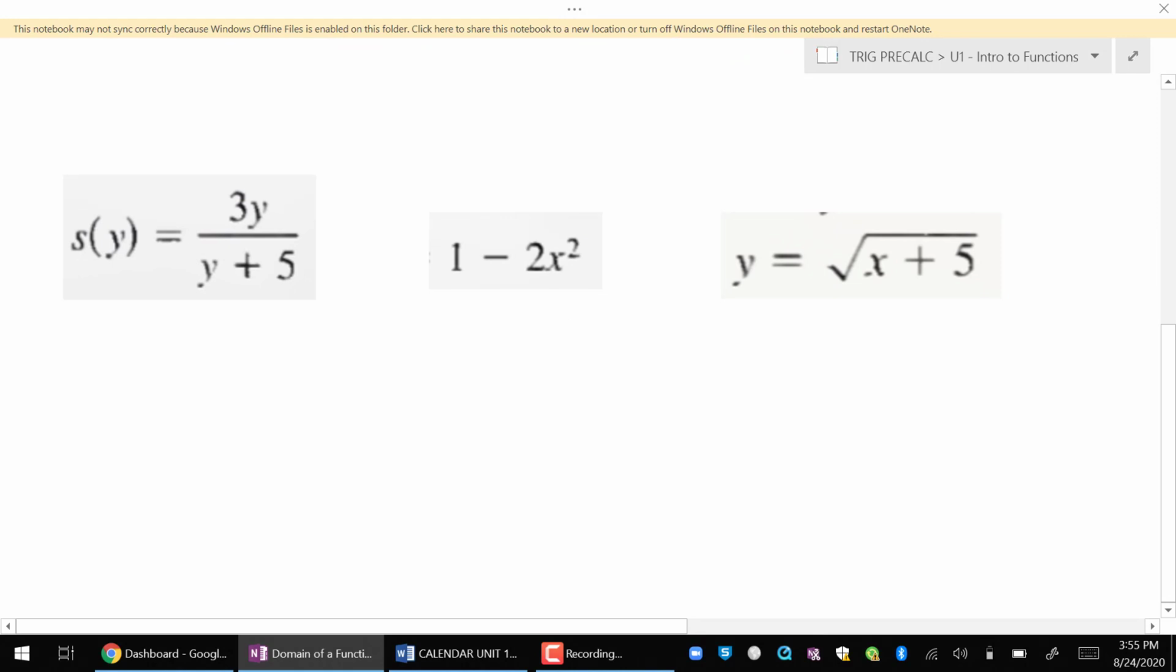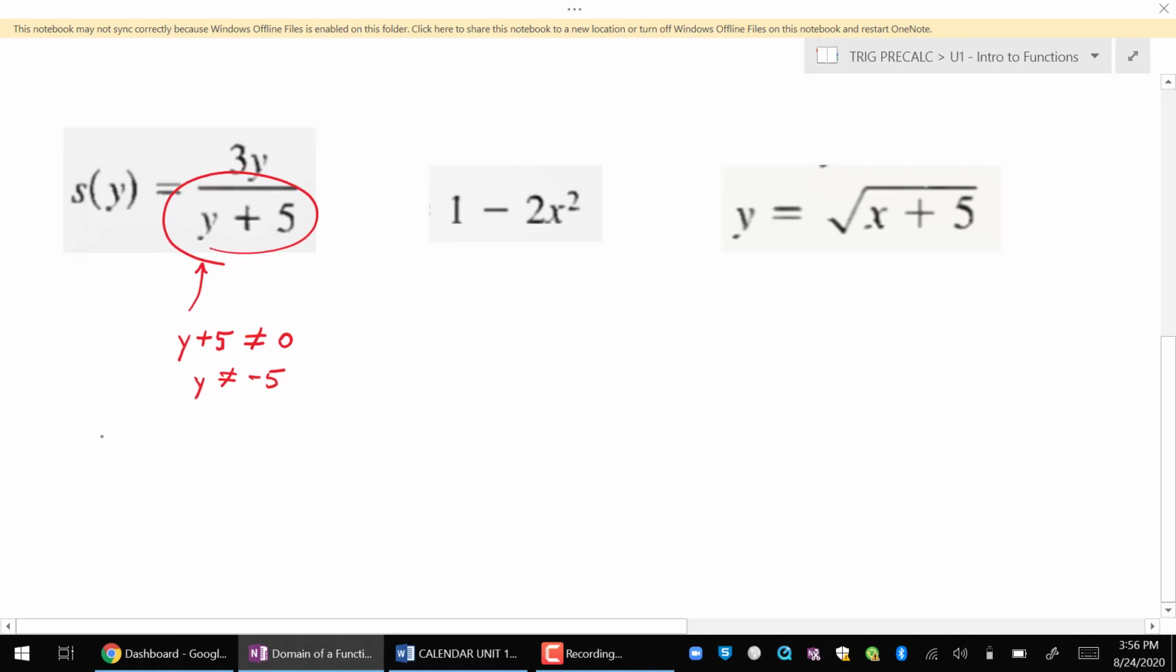Take a look at the first one, 3y divided by y plus 5. It's a rational expression, and I know that the denominator of a fraction cannot equal 0. So what I'm looking for is the number that would go in there for y as an input and give me a 0 in the denominator. Y plus 5, I know cannot be 0, which means that y cannot equal negative 5. I found my domain restriction. In interval notation, I would say this: the domain of that function is all real numbers except for negative 5.